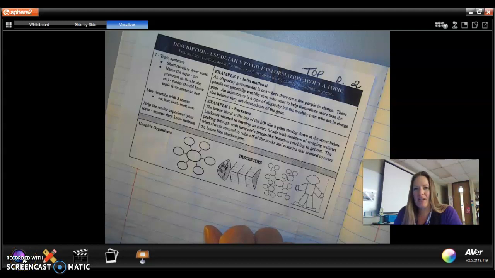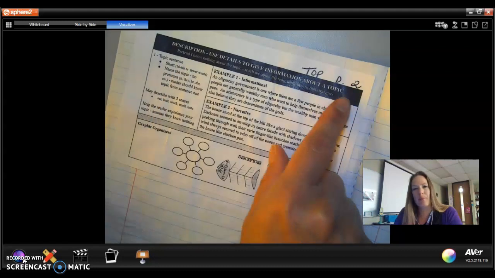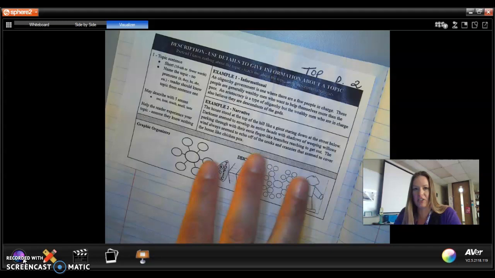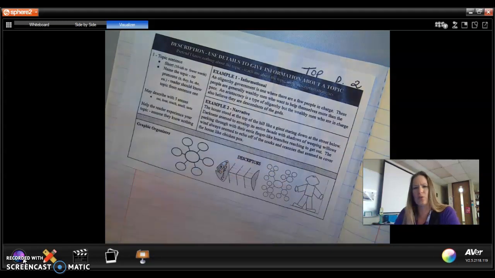Hey everyone, in this video we're going to take a look at the text structure description. We're going to turn to page 2 in your notebook, so go ahead and do that. This should all be glued and ready to go. If it's not, you're going to need to take time and make sure that gets completed. I don't want loose papers all over the place, so if you take a picture of something, I should see that it's stuck into your notebook.